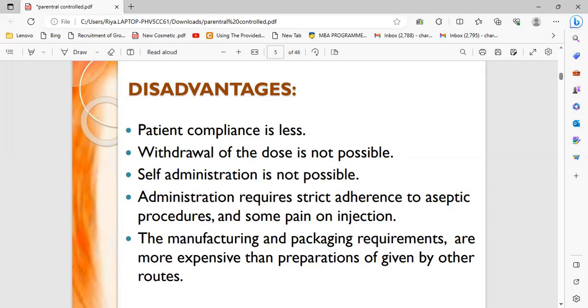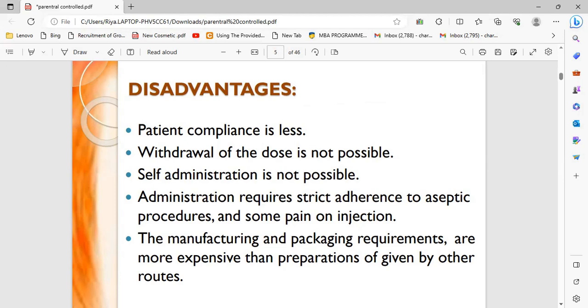Also, withdrawal of the dose is not possible. In the case of an oral drug delivery system, we can withdraw the dose whenever desired, because if there are any side effects or contraindications, then you can give other drugs, producing diarrhea or vomiting, and we can easily withdraw the dose.